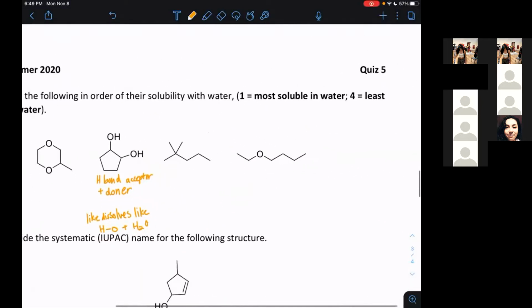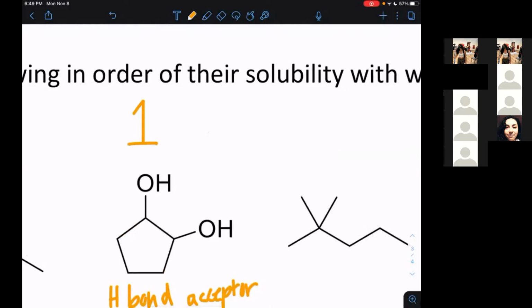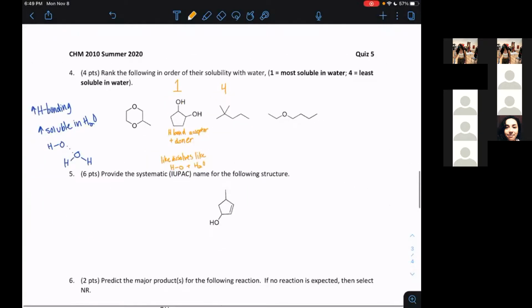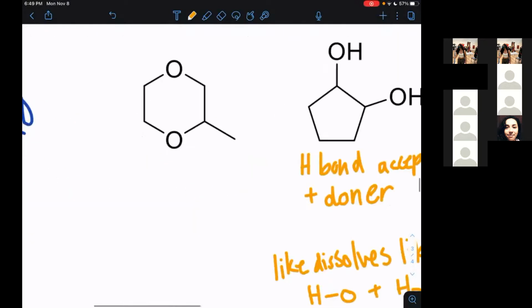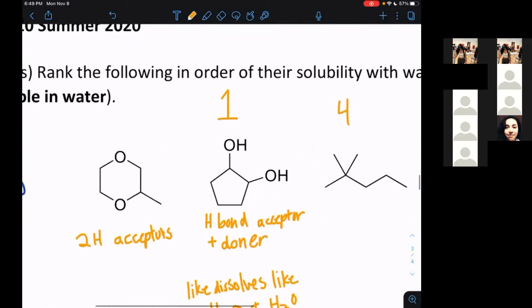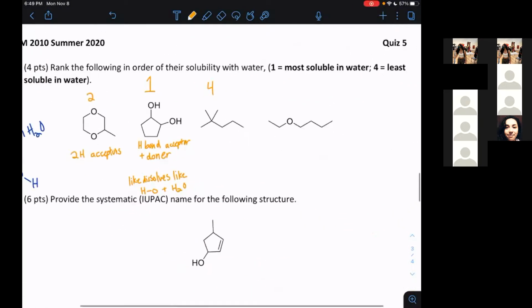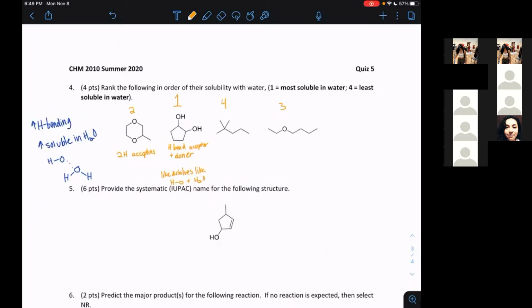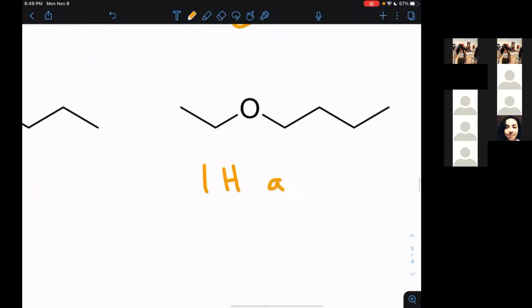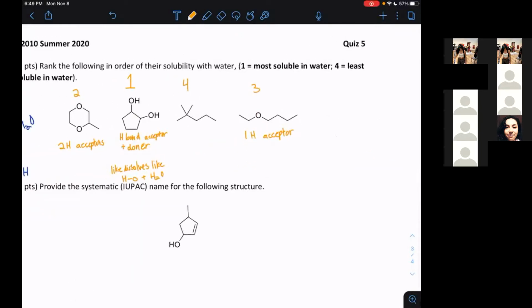So then this one is going to be the most soluble in water. And this one we could put as the least soluble in water. And then this one has 2 acceptors, so this one will be more soluble than this one, which only has 1 hydrogen bond acceptor. Does that make sense?